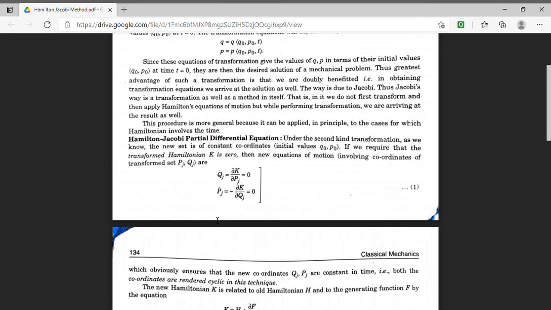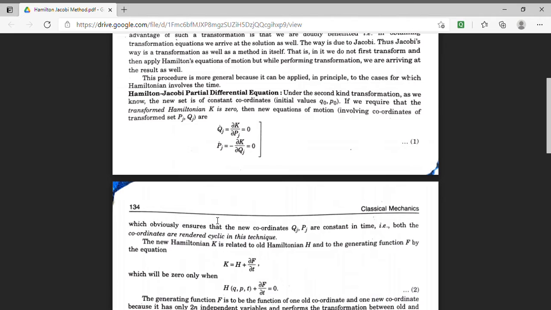So now we know that the relation between the new and old Hamiltonian is capital K equal to H plus del F upon del T. We have already discussed the function F, which is a generating function, and this generating function connects the old set of coordinates to the new set of coordinates.